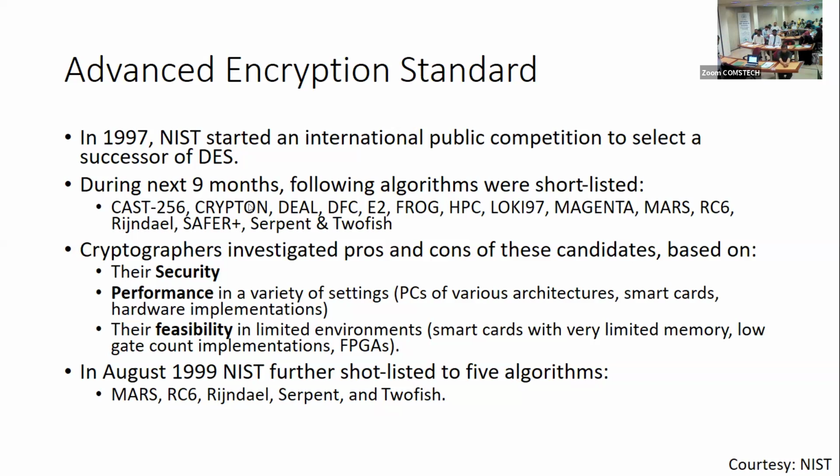During the next 9 months, these were the shortlisted algorithms, and you can see Rijndael here, Serpent, and Twofish here. And then there was a lot of discussion, and then eventually in August 99, they came up with these 1, 2, 3, 4, 5 ciphers, which were considered safe, which cryptographers were not able to break by that time.